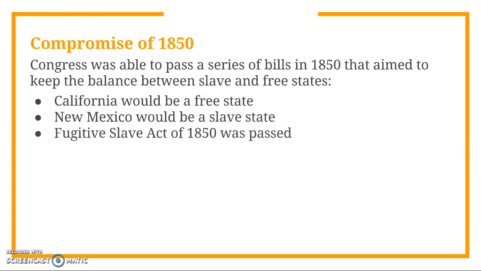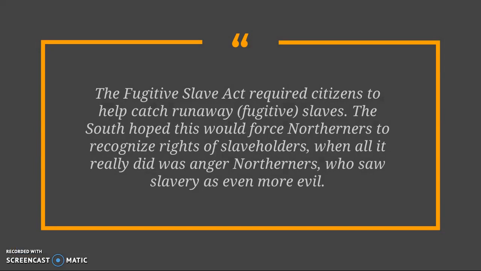And the third item in this compromise was one that would actually cause even much more tension, and that was that the Fugitive Slave Act of 1850 was passed. And what the Fugitive Slave Act was, is it required citizens to help catch runaway or fugitive slaves. And this was wanted by the South because Southerners hoped that this would force people in the North to recognize the rights of slaveholders. You know, it would basically force Northerners to help keep slaves in slavery.